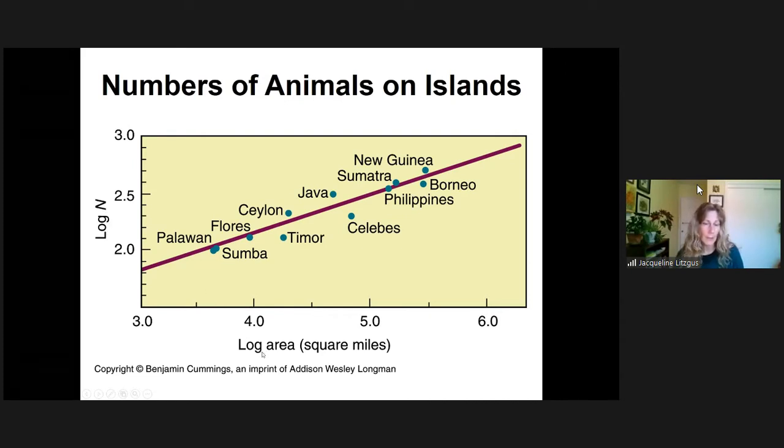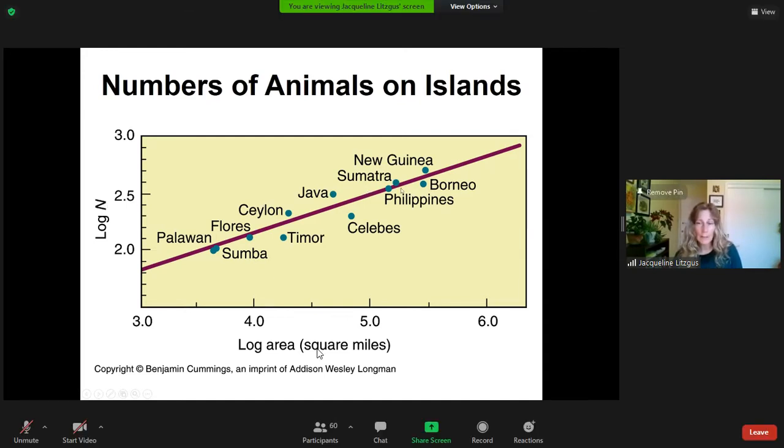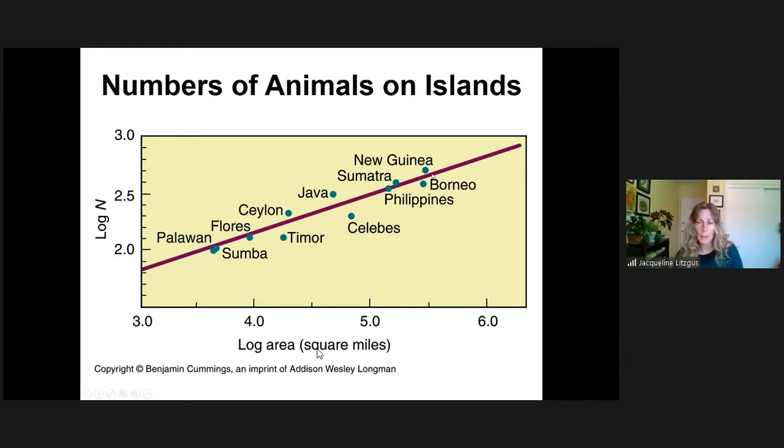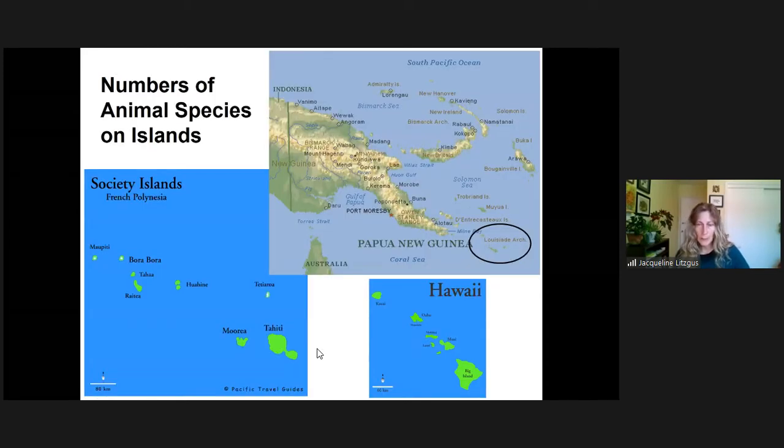And these are log transform data so that the line can be made linear. If you remember, you can flatten an exponential line by taking the log, like we did for the whooping crane data a couple lectures ago. Okay, so again, area versus number of species. And you can see that there's this linear relationship, that as the area gets bigger, again, linear with log transform data, as island size gets bigger, the number of species, the biodiversity of those islands, also gets bigger. So New Guinea and Borneo have a much higher biodiversity than Palawan and Sumba and Flores, for example. And so there's this relationship between the size of the island and the number of species that are there.